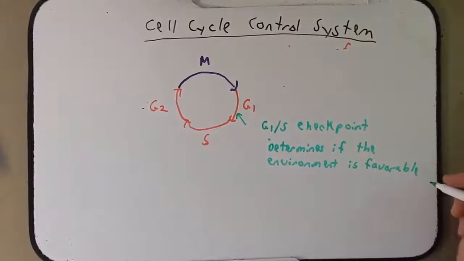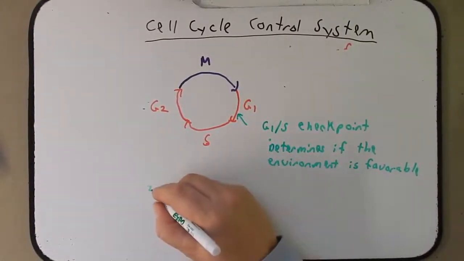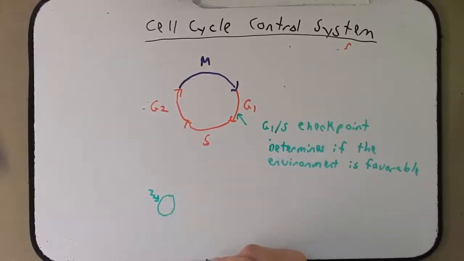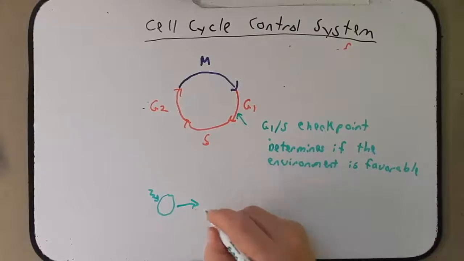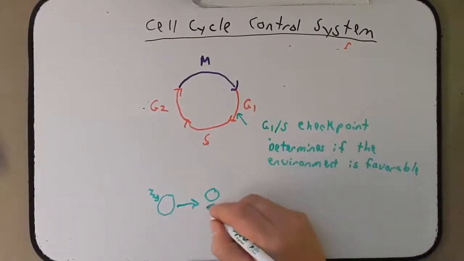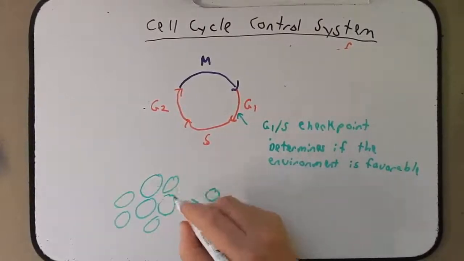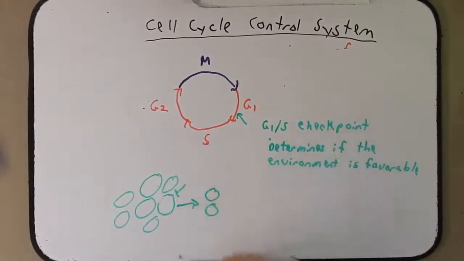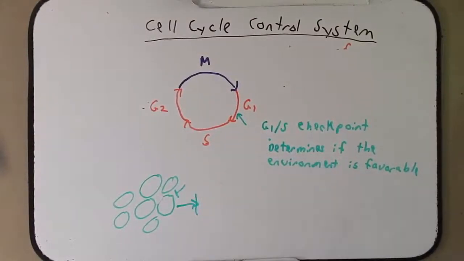So I mean external and internal environment. If we have a cell here and it gets a signal from outside of the cell that says the system needs more cells, then that will trigger this to go from the G1 to the S, so it can begin the process of making 2 cells. However, if there are already plenty of cells, that signal isn't going to come to the cell to divide, and so we won't make more cells.